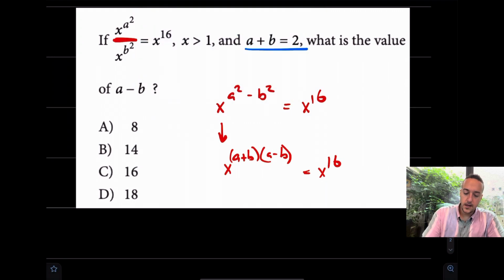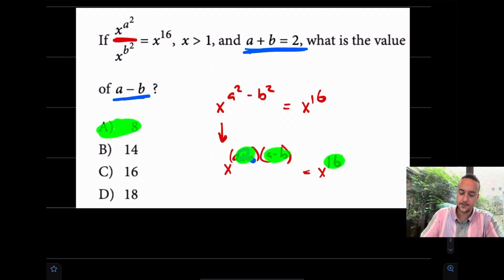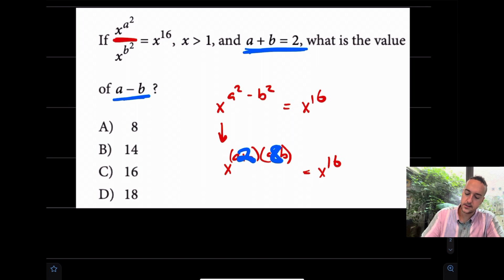From here, I'm almost done, I promise. Really, the last step is understanding that a plus b is equal to 2. And if a plus b is equal to 2, what must a minus b be? Well, 2 times a minus b equals 16. Really, what must a minus b be? It must be 8. Why? Because if this were 8, 2 times 8 does get you to 16. Again, a minus b must be 8.